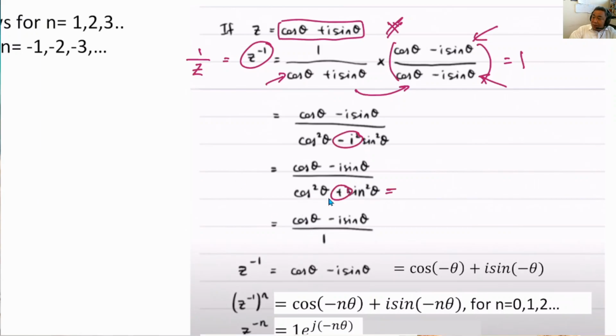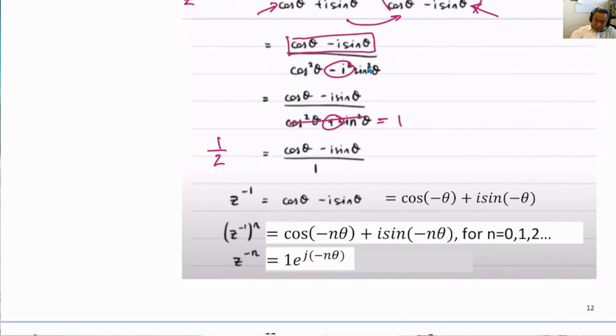So cosine squared theta plus sine squared theta is 1. So the denominator is 1. The numerator, of course, is whatever this is, which is cosine theta minus i sine theta. Alright, so we know that 1 over z equals cosine theta minus i sine theta, if the original z is cosine theta plus i sine theta. So actually, by reciprocating, what we get is the conjugate of z.